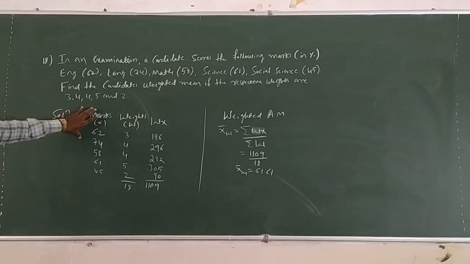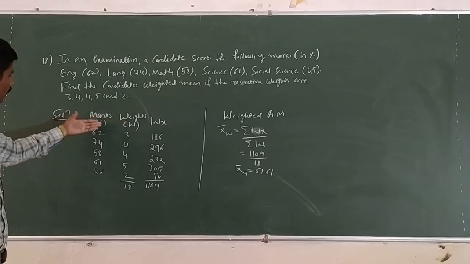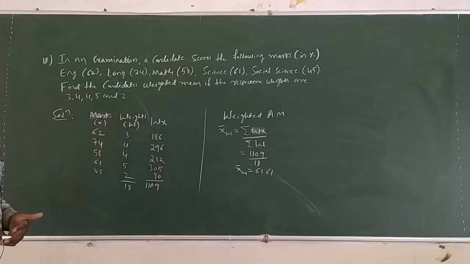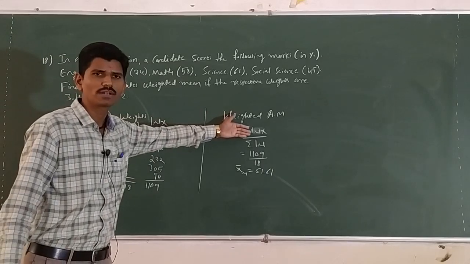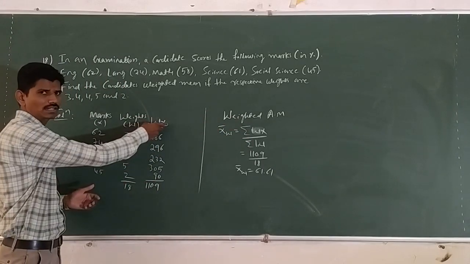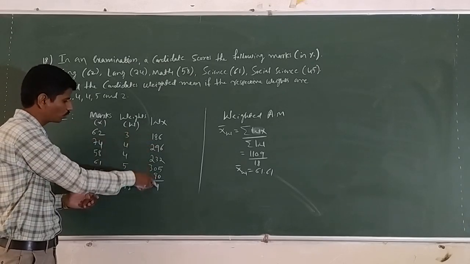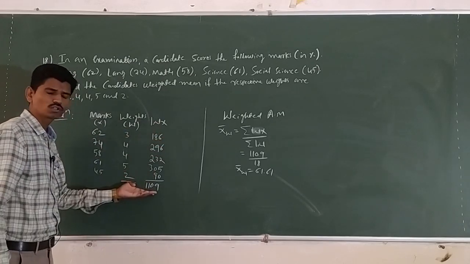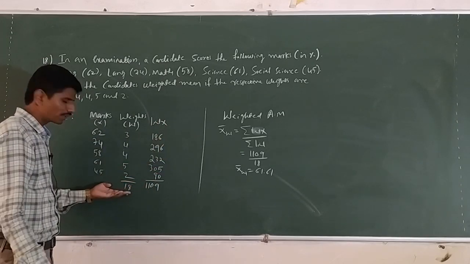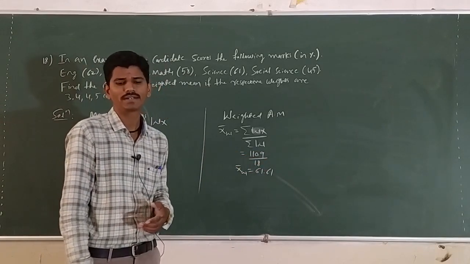Once again, they are given marks and weights, and we have to find the weighted arithmetic mean. Marks are the x values and weight is denoted by w. Then we apply the weighted arithmetic mean formula, x bar w equal to sum of wx divided by sum of w. You want the sum of wx, so write a third column, wx. Multiply weight into x, that is marks: 62 into 3 is 186, and so on. Then we get the sum of wx as 1109. The sum of w is 18, and 1109 divided by 18 is 61.61. It is the weighted arithmetic mean.